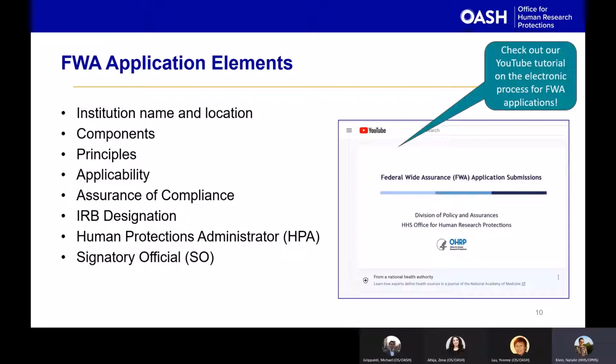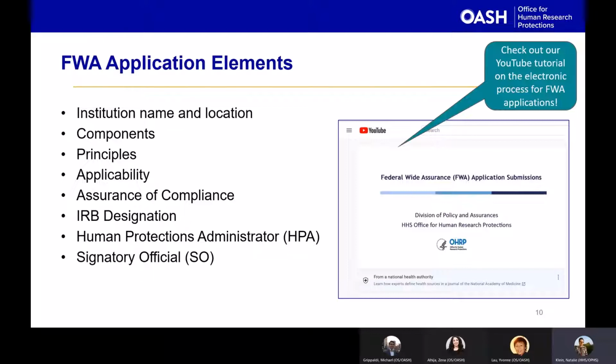I will now briefly go through the elements of the FWA application in more detail, including institution name and location, components, principles, applicability, assurance of compliance, IRB designation, Human Protections Administrator, and the signatory official. This tutorial focuses on the substance of the FWA application form. We also have a companion tutorial that demonstrates the use of our online software platform to complete the FWA application that you can check out online.